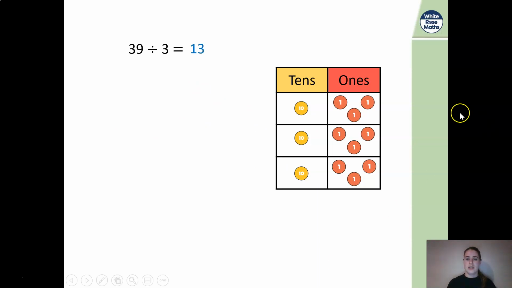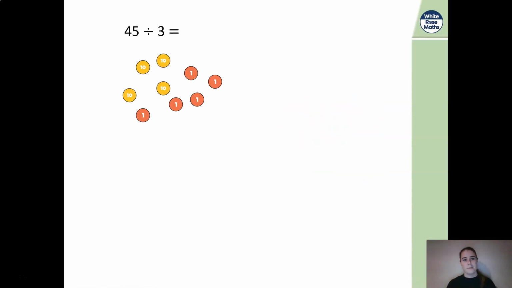Okay, so by partitioning into my 10s and my 1s, I have my 3 extra 1s here. So 3, 6, 9. We know 9 divided by 3 was going to give us 3. All you need to do is add each one together. So 10 and 3 gives us 13. Easy peasy.